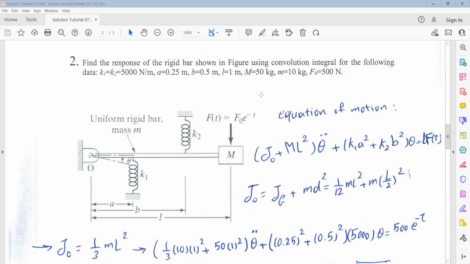So you can see we deal with a system with excitation which is not harmonic. As you can see, f naught times exponential minus t.